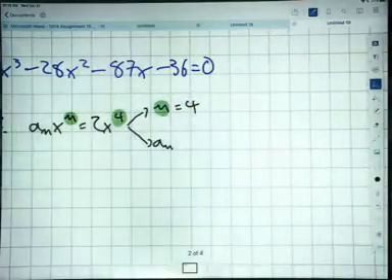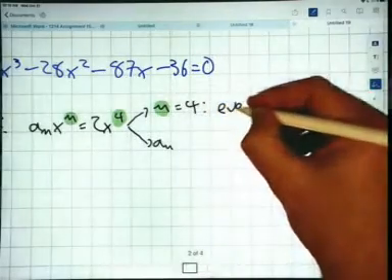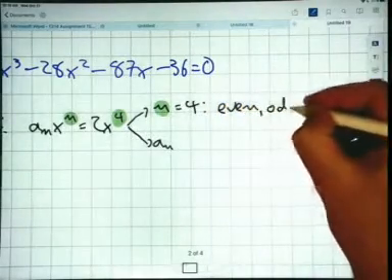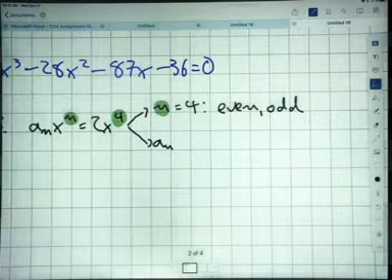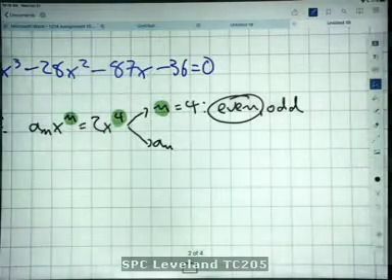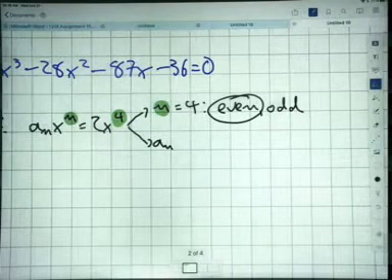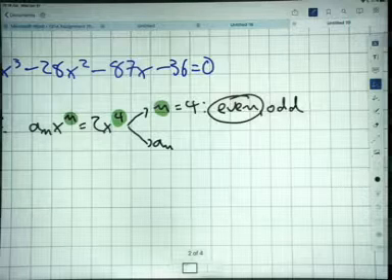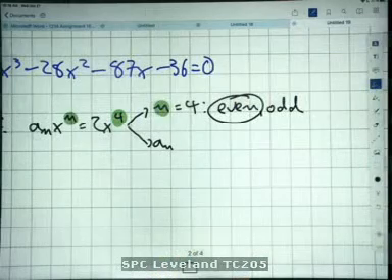Now, when it comes to this 4, I care about whether or not it is even or if it is odd. So is it even or odd? You tell me. Even. Now, what does that mean in terms of the end behavior?